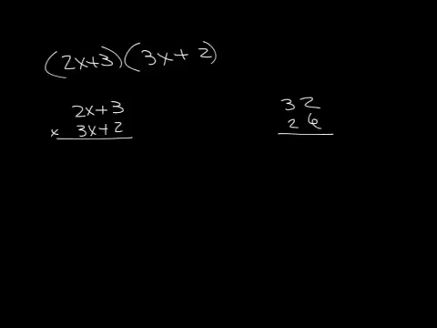Alright, so what do you do first when you multiply? You take this times this, and we're going to do that over here. We're going to take this times this, and we're going to get plus 6. Always when you do the column method, make sure that you include the sign, whether it's a plus sign or a minus sign in front of your number.